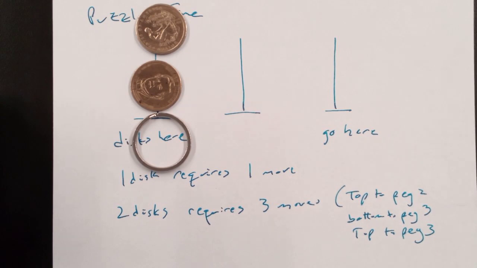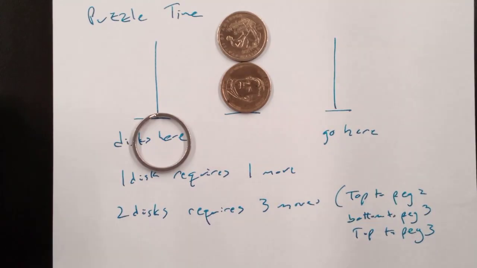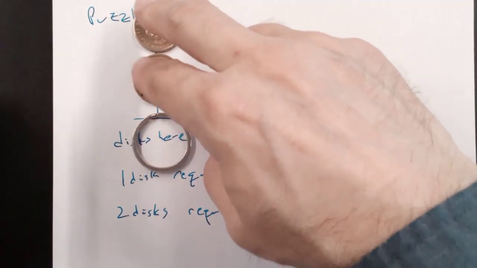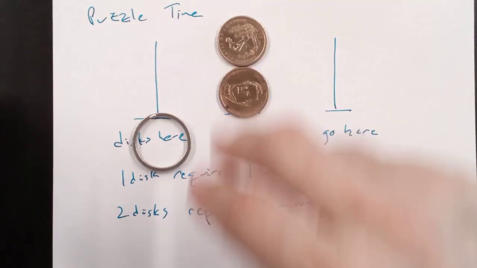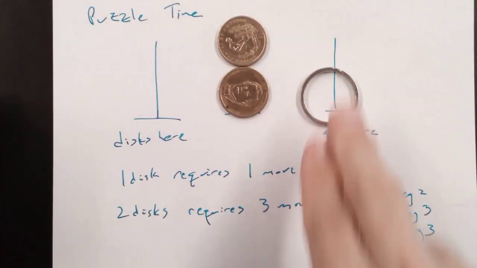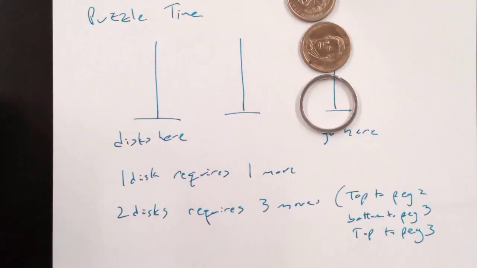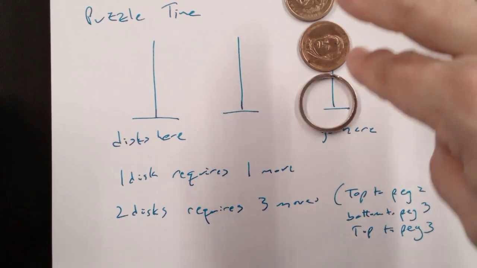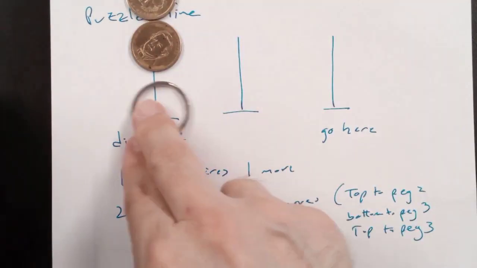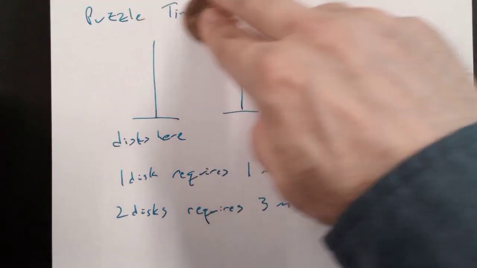Top one to the far right, the middle one to the middle, and then top one to the middle, the bottom one to the far right. Hang on a second. I moved this whole stack to here. Moving 2 coins takes 3 moves. Then I move this one. 1, 2, 3. So I had to do this to move these 2. Then I had to move this one all the way over, and then I could move those, right?